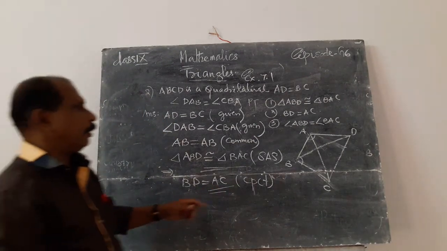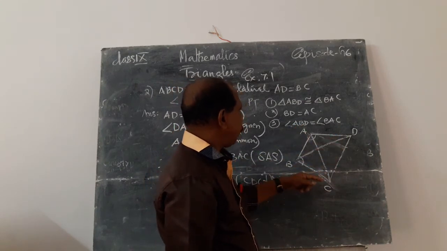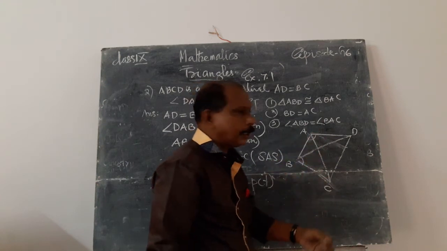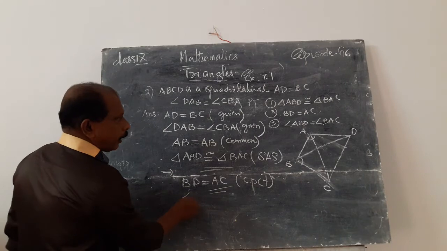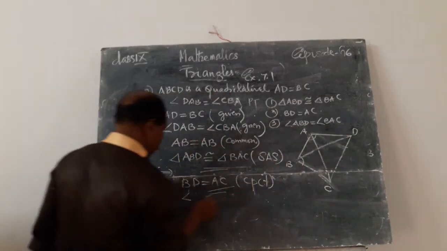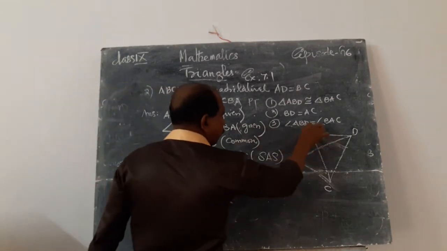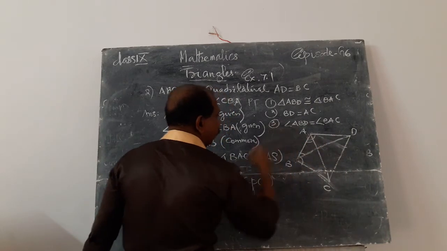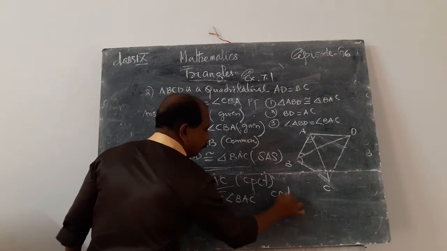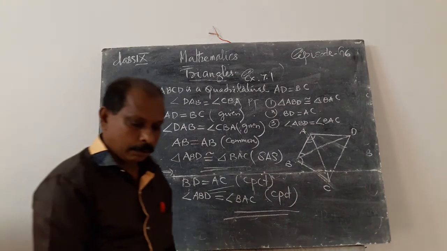Then the third angles are angle ABD and the corresponding angle BAC. Therefore, they are the corresponding angles. That is, angle ABD is equal to angle BAC. These two angles are equal. That is also by CPCT. That is the third angle of the congruent triangles.